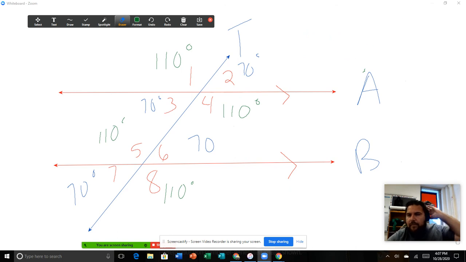Now look at your alternate exterior angles, angles 1 and 8. They're congruent to each other. Angles 2 and 7, they're congruent to each other. So your alternate exterior angles are also congruent. Congruency means equality. They're equal. So this is one thing to focus on when you're doing these types of angles. And that's it.